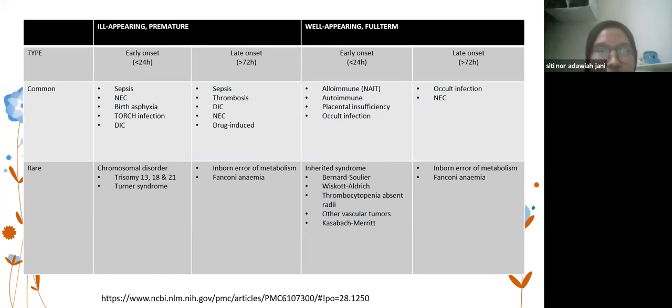So in a well-appearing full-term baby, although a term infant can also have thrombocytopenia from all the causes I have mentioned before, NAIT, which is neonatal alloimmune thrombocytopenia, is the most common cause of thrombocytopenia in a healthy full-term infant and usually resolves within a week. So this is the important point in this slide. Okay, next slide.